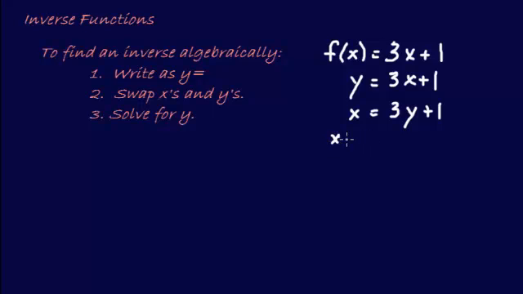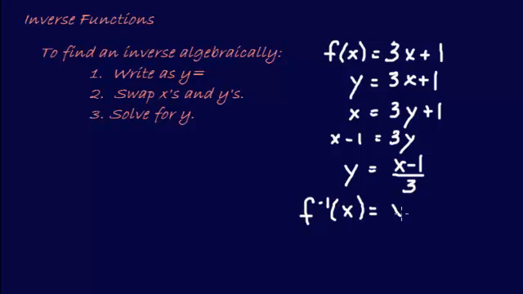So I'll get x minus 1 equals 3y, and then y equals x minus 1 over 3. Cleaning this up just a little bit, just to make it look like an inverse, the inverse of f is x minus 1 divided by 3.